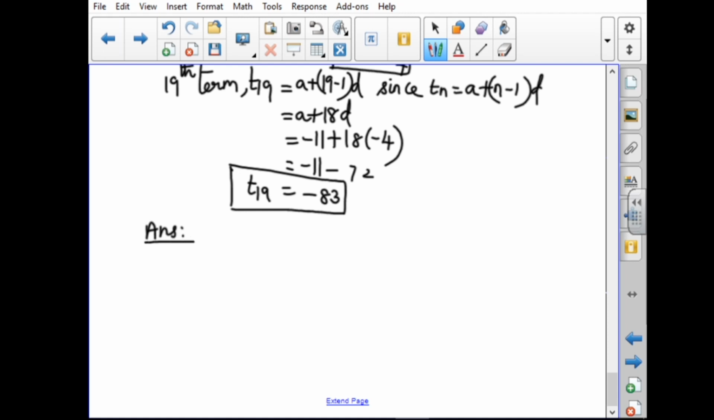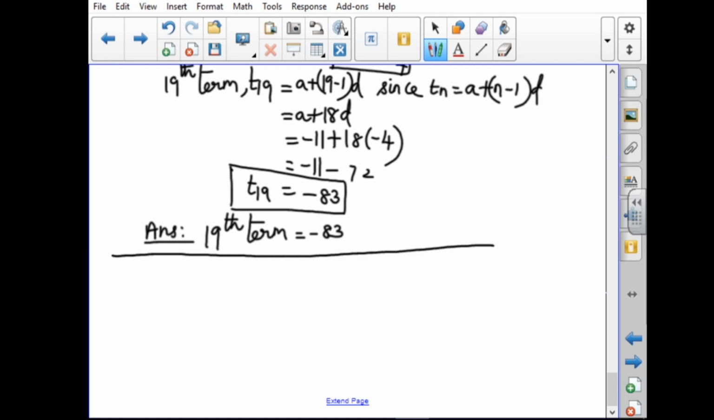They want to ask T19. They ask only that. So, 19th term equal to minus 83. Whatever the question asked, you have to write the answer like this. Don't write T19, otherwise they won't give the full mark. This is a 2 mark question, they won't give it. They will reduce 1 mark. Fifth sum.